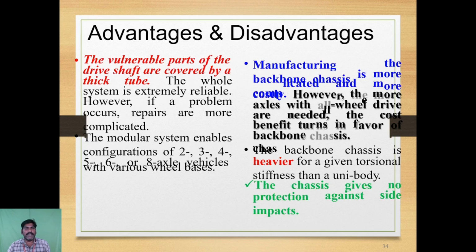Advantages and disadvantages. The variable parts of the drive shaft are covered by a thick tube. The whole system is extremely reliable. However, if a problem occurs, repairs are more complicated. Second one, the modular system enables configuration for 2, 3, 4, 6 and 8 axle wheels with various wheel bases.